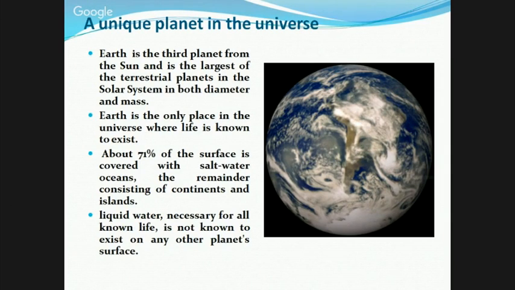Once when our first astronaut, Rakesh Sharma, went to sky and saw the Earth there, it looked like a blue planet. Because it is surrounded by water, it looks very blue in color, and it is called the blue planet also. About 70% of the surface is covered with water, or the oceans, and the remaining 30%, or near about 29%, consists of continents and islands. Liquid water is basically not known to exist on any other planet.